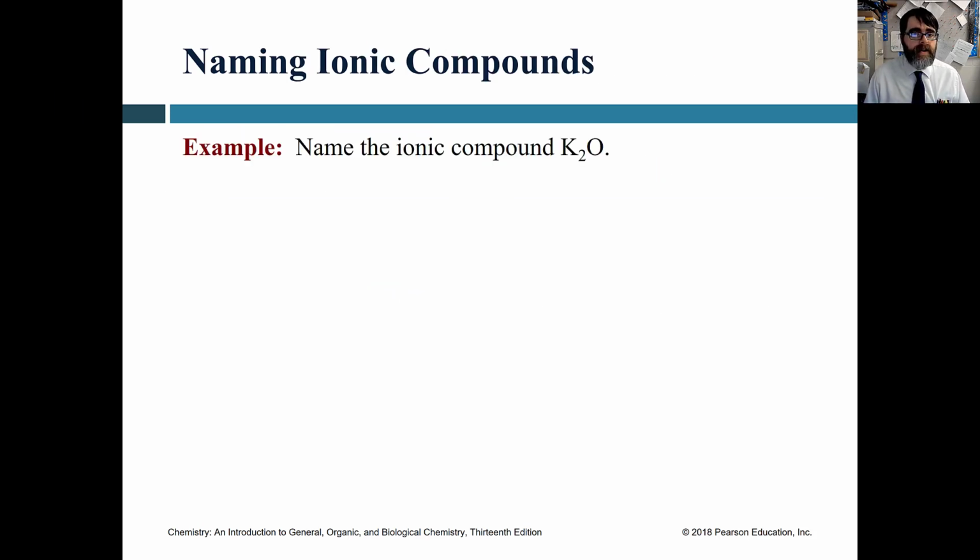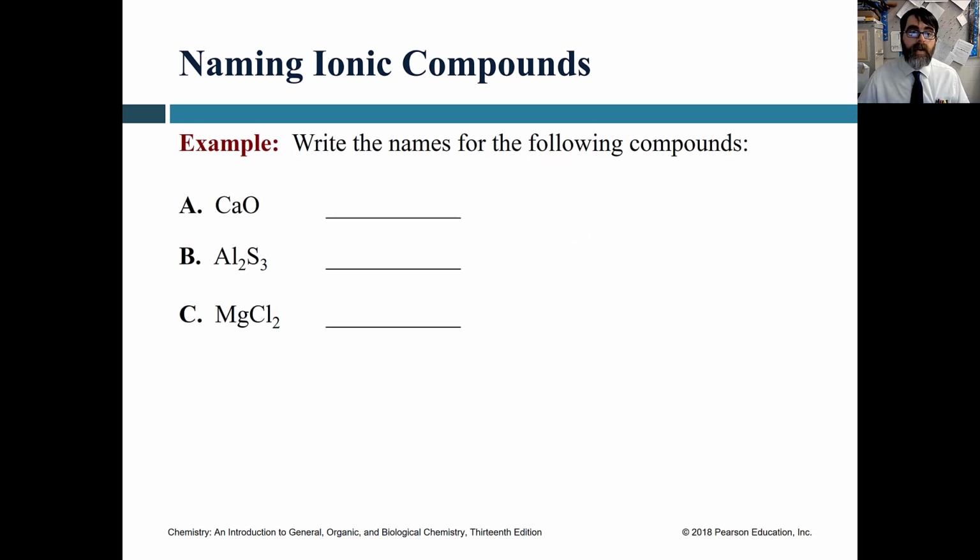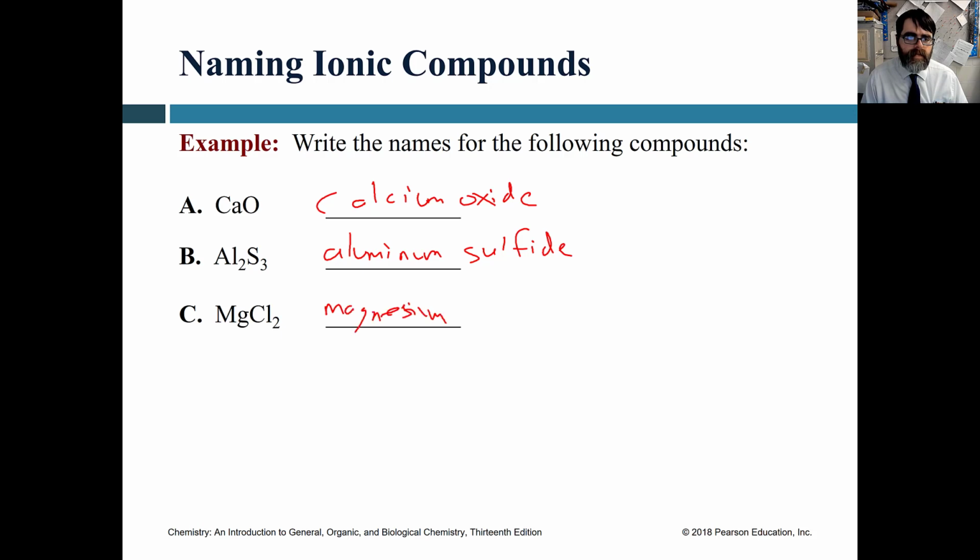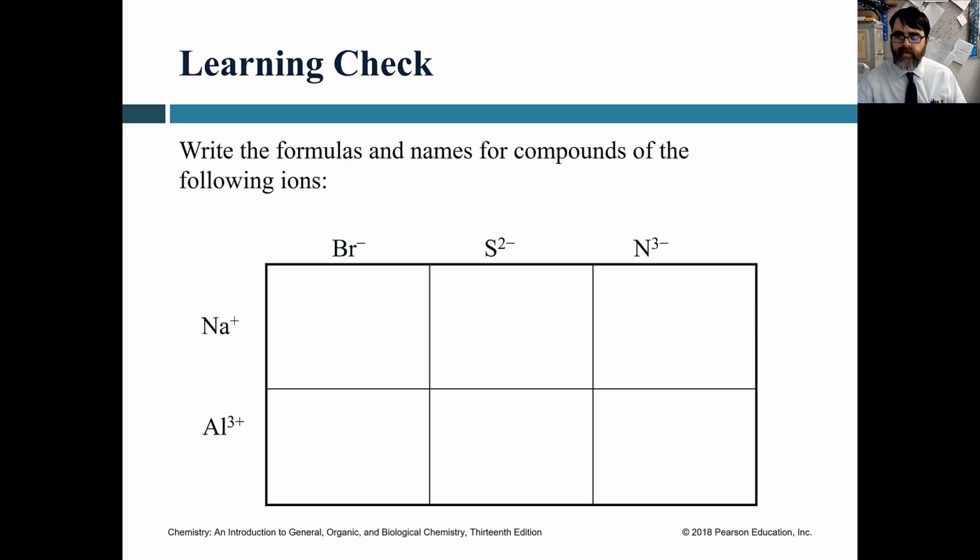So on this one, we're just asked to name it. We name the metal, potassium. Then we identify the nonmetal. It's oxygen, and we're going to drop that suffix and replace it with "ide." More practice over here. We have calcium oxide, aluminum sulfide, and the last one here is magnesium chloride. IDE suffix on all of those.